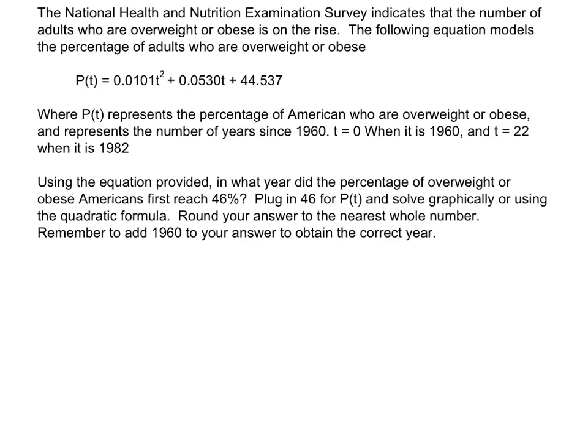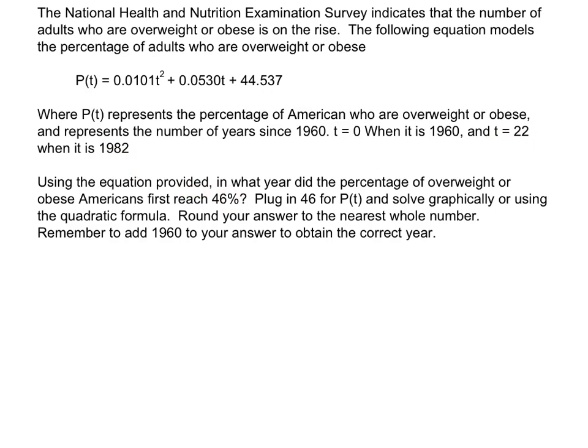In this real life scenario, we're dealing with the percentage of overweight or obese Americans since 1960. And the big thing here is P of T represents the percentage, and T in this case represents the number of years since 1960. So when T equals 0, it's 1960. If T equals 22, it's 1982.